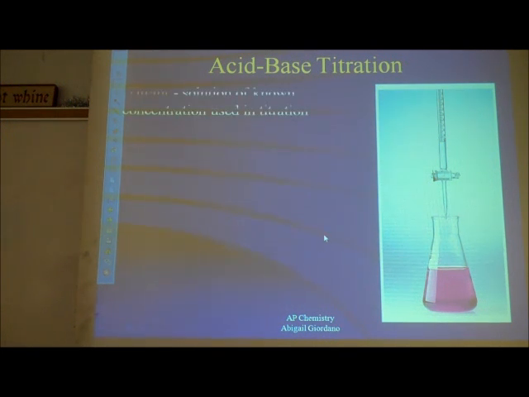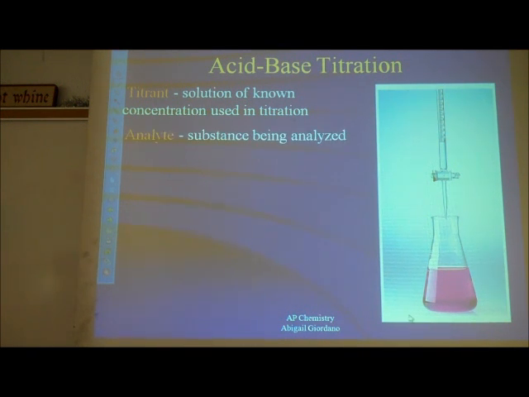Okay? Can you tell me the name of this piece of glassware at the top? It's not a pipette. Burette. And it does not get a French pronunciation, burette. Okay? When you're doing a titration, which means acid plus base, whichever one you have in the burette, whether it's the acid or the base, you call it the titrant. Okay? Titrant.